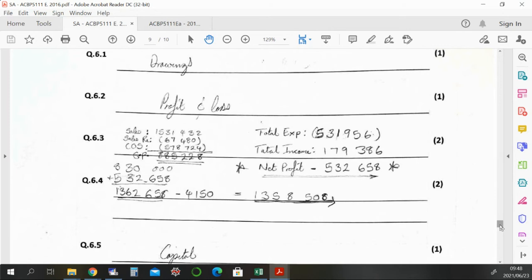So how many marks is that? Let's see. I don't think it was for 2 marks. 20 marks only. It wasn't for 2 marks. But yeah, so that's your 2016 paper.